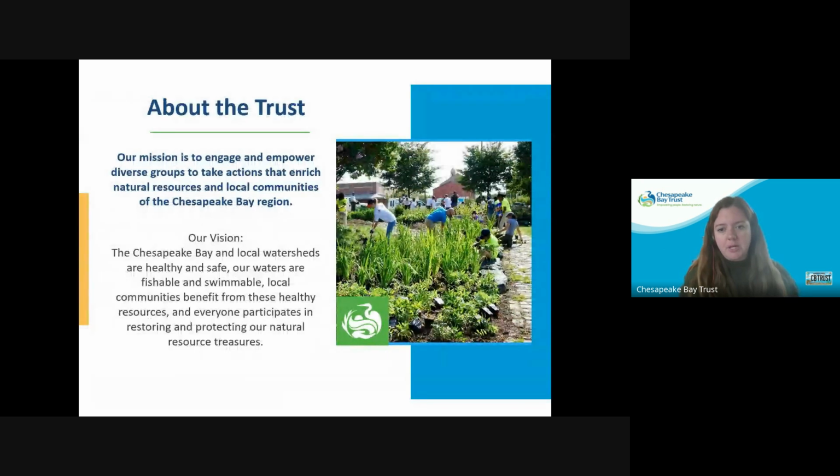So the Chesapeake Bay Trust, we're primarily a grant-making organization. We were founded more than 30 years ago by the Maryland General Assembly, so we're a quasi-state agency, and we administer over $10 million in grant funding each year to hundreds of different nonprofits and community organizations throughout the Chesapeake Bay watershed. And our mission is to engage and empower diverse groups to take actions that enrich our natural resources and the communities of the Chesapeake Bay region.